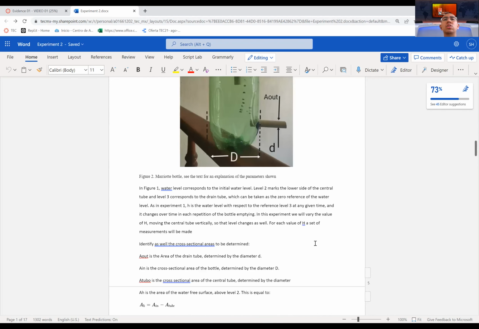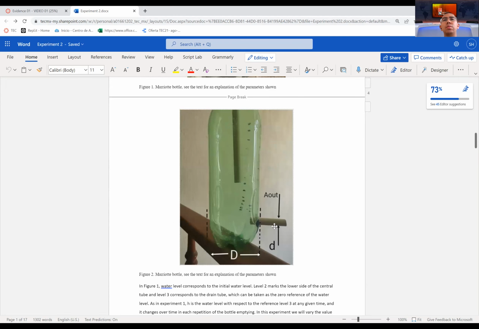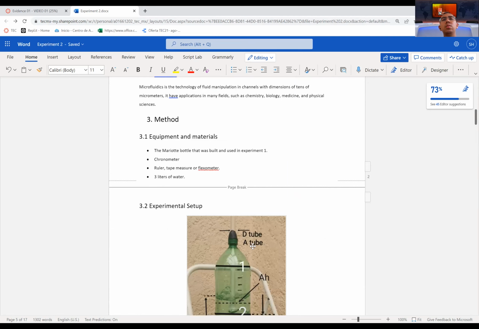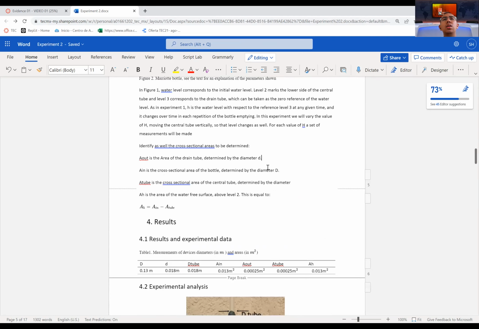Identify as well the cross-sectional areas to be determined. A out is the area of the drain tube, determined by the diameter, that is this one. A in is the cross-sectional area of the bottle, determined by the diameter, that is this one. A tube is the cross-sectional area of the central tube, right here. And A_h is the area of the water-free surface. This is equal to A in minus A tube.